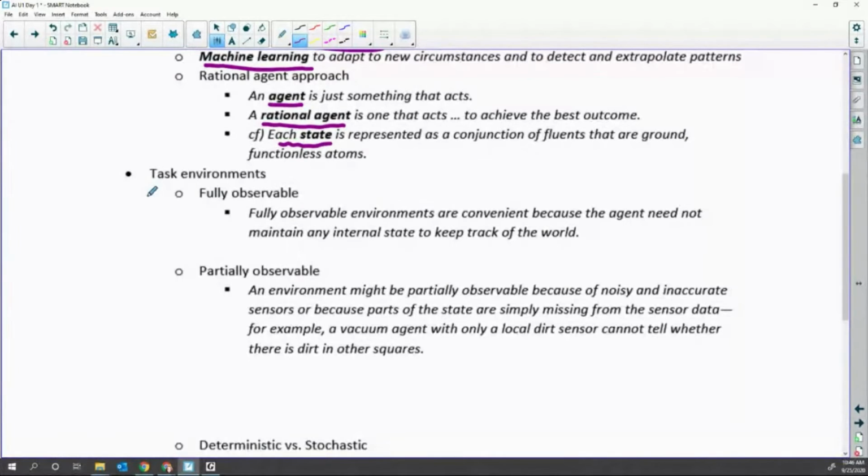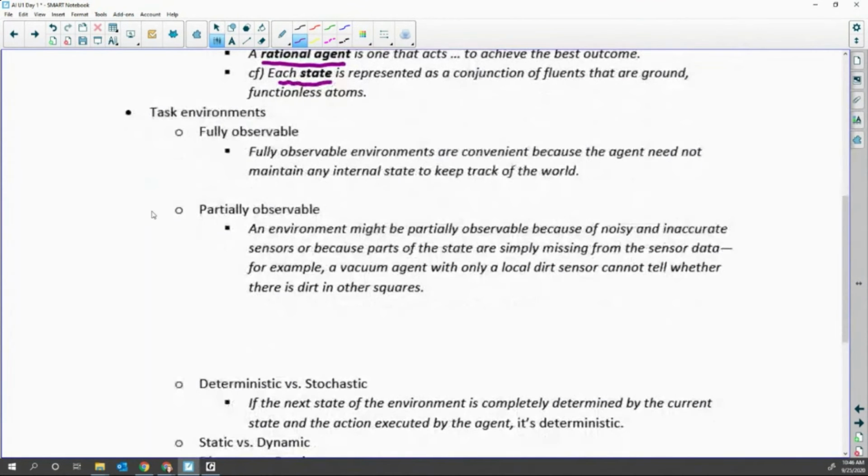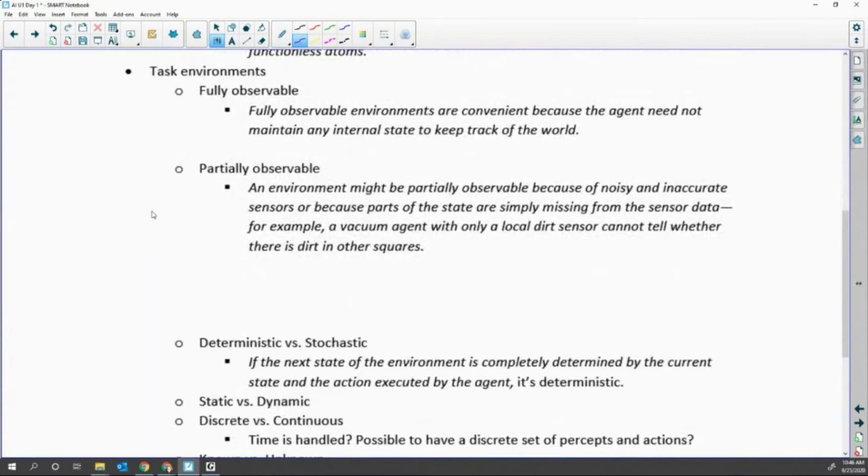Task environment. You can think about what kind of environment is possible to be measured correctly. First, fully observable is very good. This means we know everything about the whole data. For example, a railroad map.